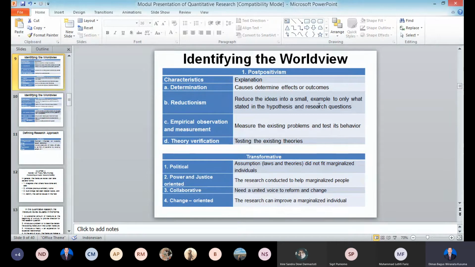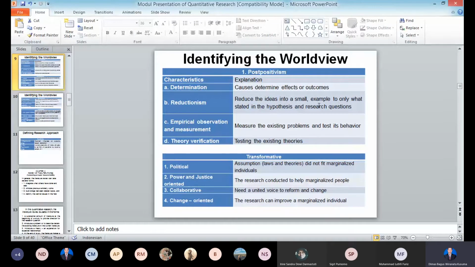And the second one is power and justice oriented. So the research is conducted to help marginalized people. So you try to help them. You want to transform their lives, which cannot be solved by taking the post-positivism research.